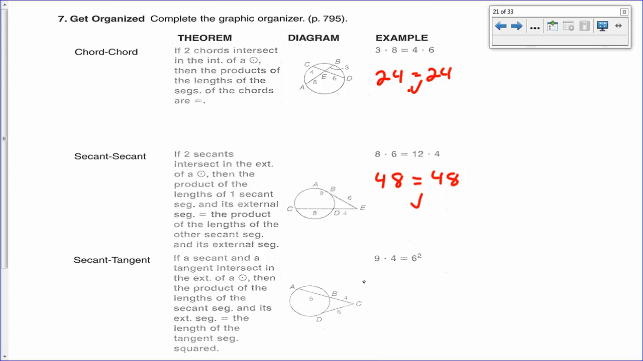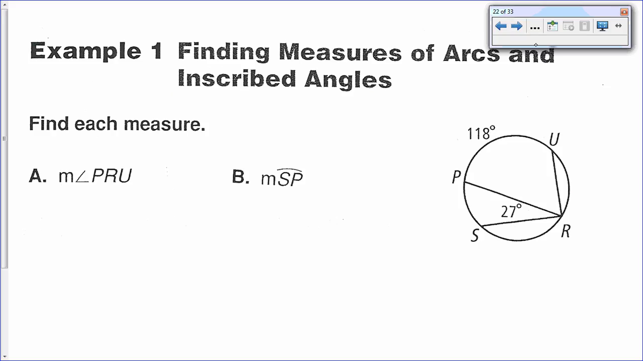And then this one, the whole piece is 9, 5 plus 4, and the outside's 4. 9 times 4 is 36, and then the outside and the whole is 6. 6 squared is 36. So you can see how this checks out. All right, we're going to roll through these examples and we will be done. The examples go quick, don't worry.